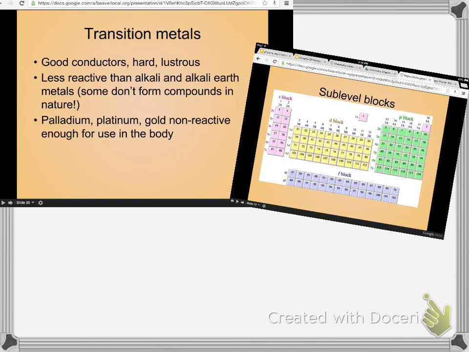Some of these things are unreactive enough that you can stick them inside the human body, and they don't react with all the chemical processes going on in there. So gold used to be the standard for fillings. That's been a long, long time, before your time, before my time. Now they use like a plasticky stuff, most dentists.